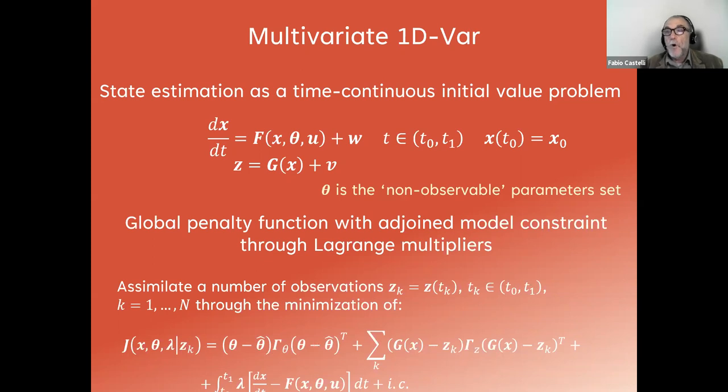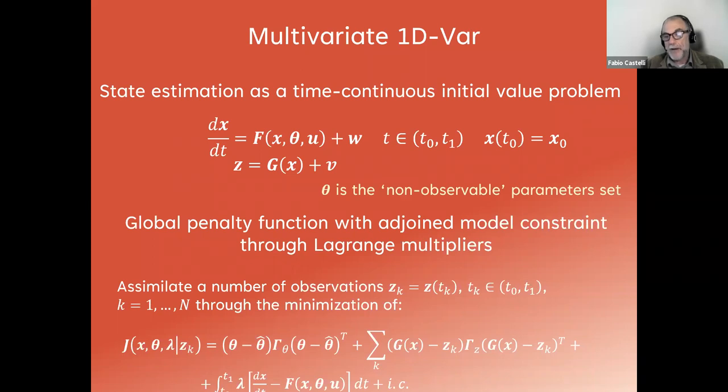But you also want to bring in, with respect to the simple case I showed before with the linear Tikhonov regularization, the fact that you know the dynamics of the model, okay? And you bring in this information through the Lagrange multipliers, okay? So you have the Lagrange multiplier multiplying the misfit between the dynamics and the model, okay?